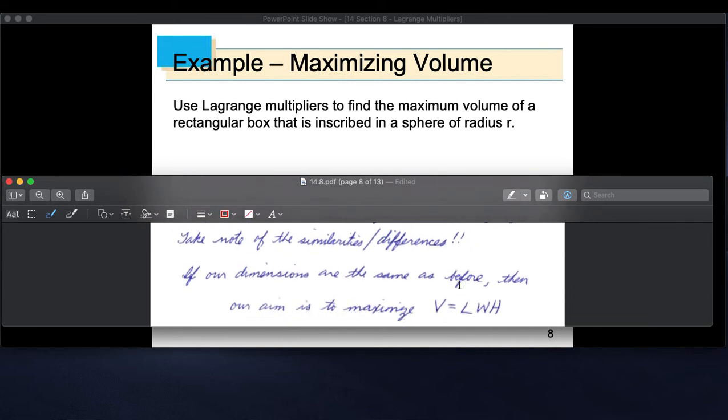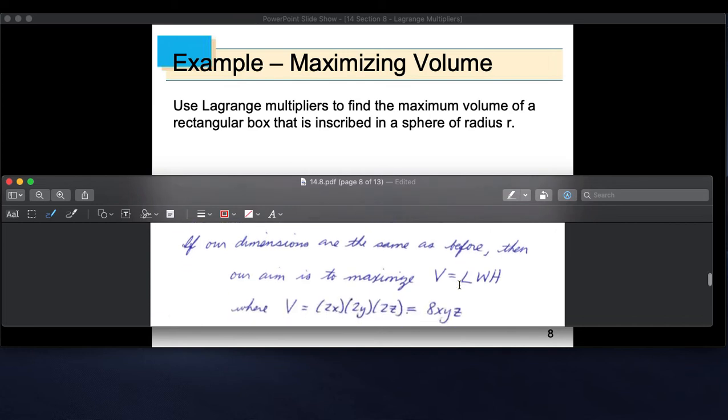So our aim is to basically maximize the volume, length times width times height. And from the previous section, our dimensions were 2x, 2y, 2z. Now, if you recall, we ended up replacing z with the square root of that really ugly expression, so we ended up with a really ugly volume expression. One advantage that Lagrange multipliers has is that you can keep your expression as just the simple, very nice and pretty 8xyz. It can stay exactly like that.